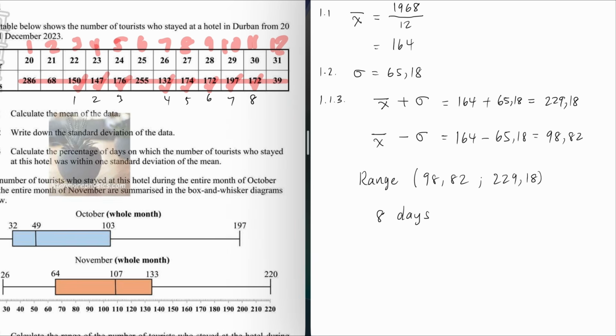So 8 days, so the percentage is going to be 8 days divided by the total number of days, which is 12. So 8 over 12 times 100. And that's equal to 66,67%.